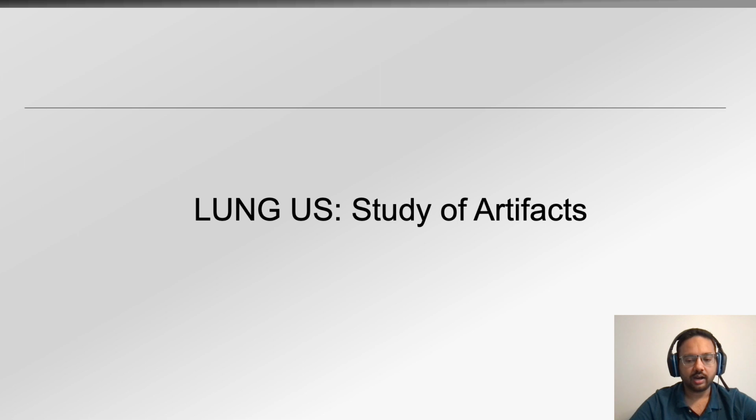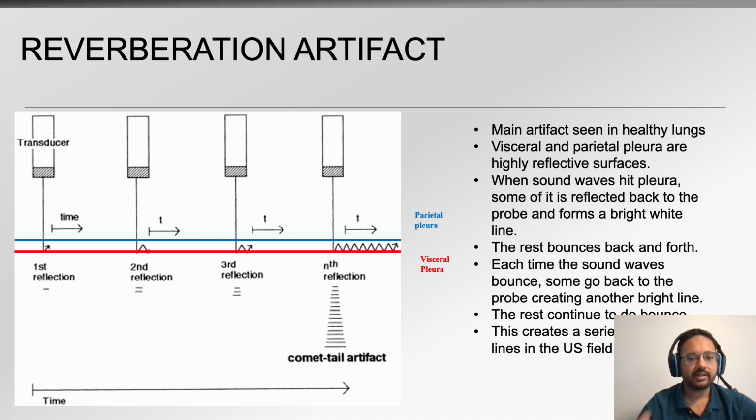And as I mentioned, lung ultrasound is a study of artifacts. So I do want to discuss one of the artifacts that is very relevant to lung ultrasound and is the basis for why we do what we do here. This artifact is called a reverberation artifact. As we talk about it, we're going to go from left of the screen to the right. On the left, you see that the transducer emits an ultrasound beam, which goes and hits your visceral pleura. Both parietal and visceral pleura are strongly reflective surfaces.